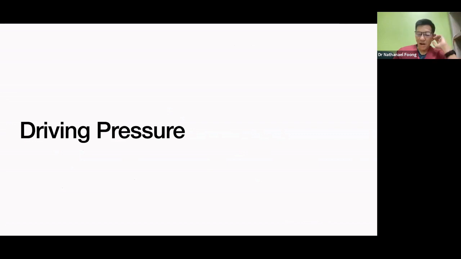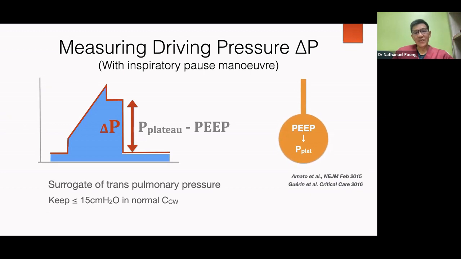Okay, so driving pressure has been around for quite some time, and it was made known again when Amato published an NEJM paper back in 2014, where from then on, driving pressure has become one of the mainstay parameters that we monitor, fixing the driving pressure at 15, right? So what exactly is driving pressure? That is a number that we get when we do an inspiratory pause maneuver, which is actually the plateau minus the PEEP, right?